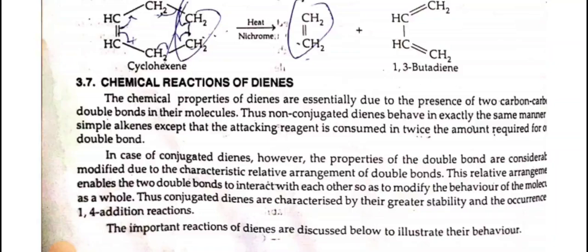Thus, conjugated dienes are characterized by their greater stability and the occurrence of 1,4 addition reactions. The important reactions of dienes are discussed below to illustrate their behavior.